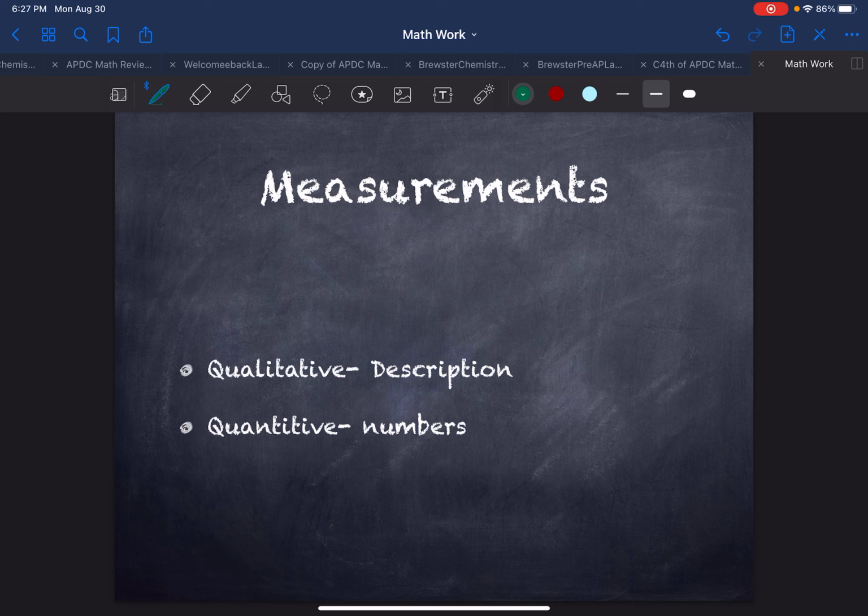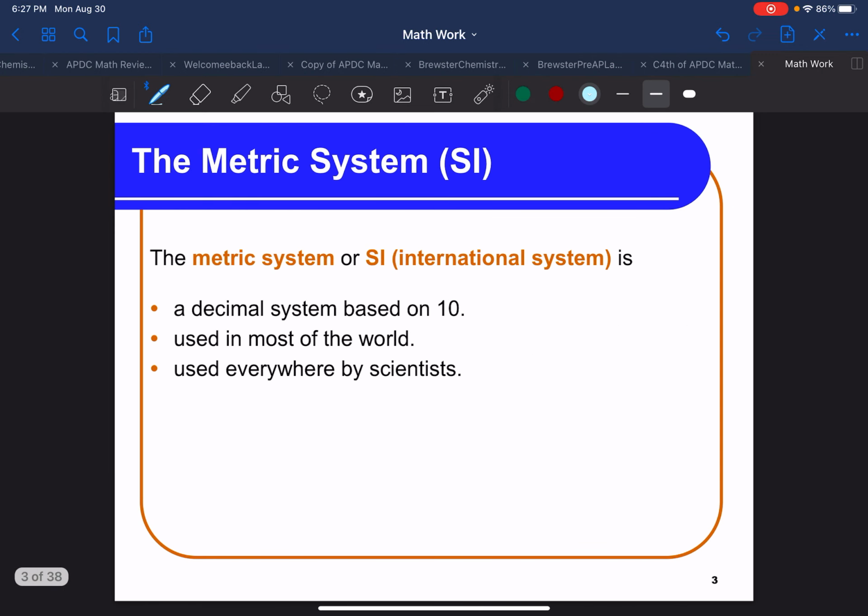It's 1.6 centimeters long, and so forth. And the way that you can tell the difference in two words is quantitative has an N in it for numbers. And then this gets us into the metric system.